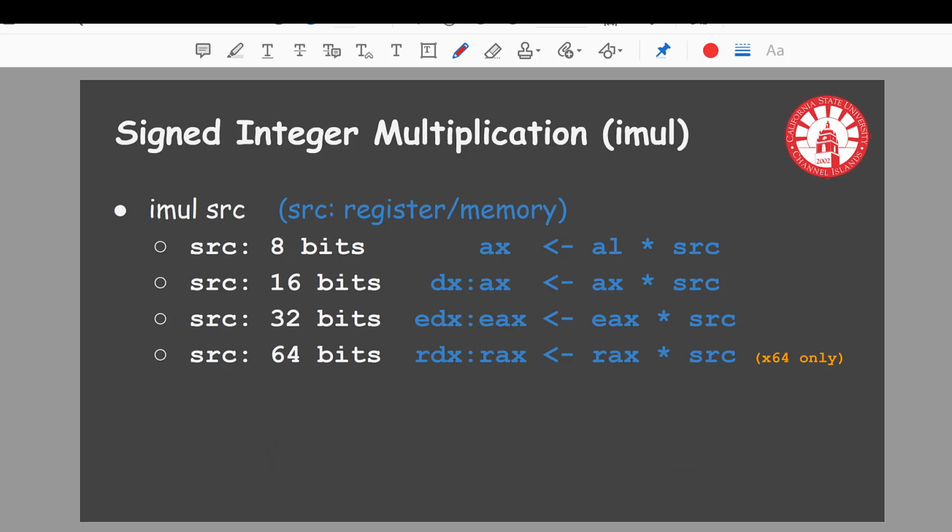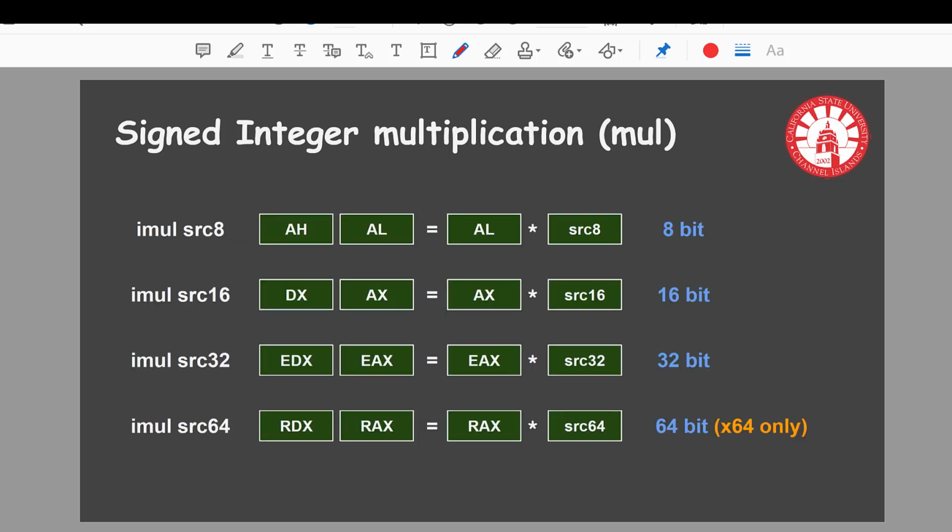Okay, we talked about unsigned multiplication. Now we are going to talk about signed integer multiplication. Again, here we have the source, and our source could be 8-bit, 16-bit, 32-bit, and 64-bit. We have the same choice of the second operand from register A, which could be AL, AX, EAX, and RAX. Let's see if there is anything that is different from the unsigned operation.